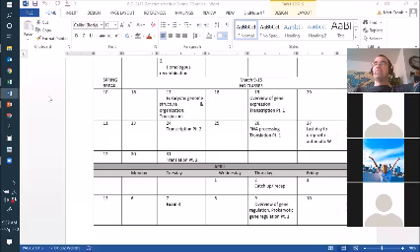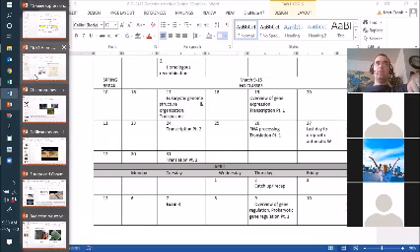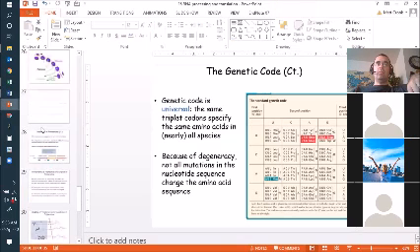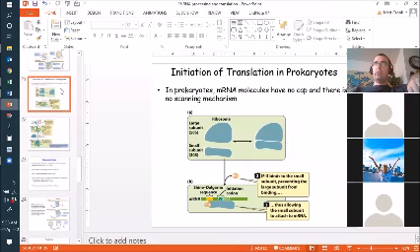I have a question about the Shine-Dalgarno sequence. So I know that it binds to an mRNA ribosome along with some energy, whatever it binds to. But what is it? It's a sequence in the mRNA in the 5' UTR of prokaryotes.